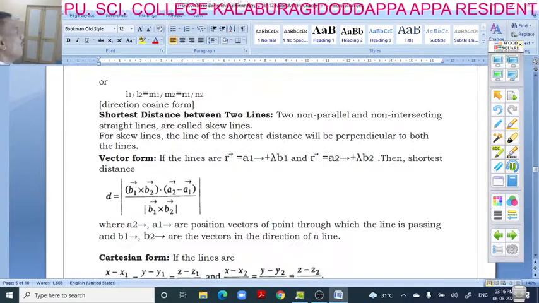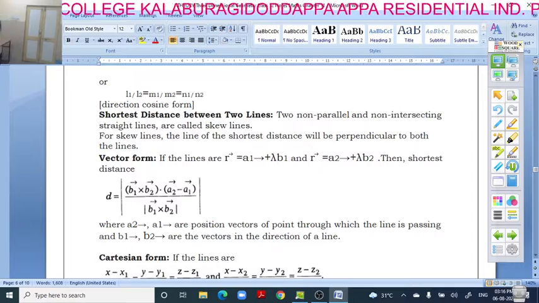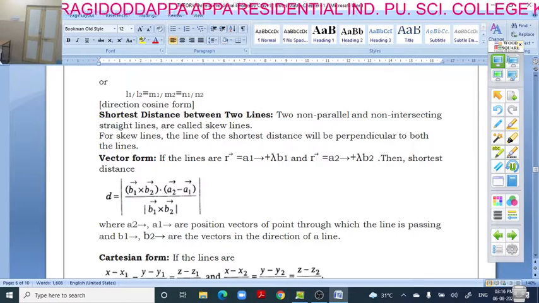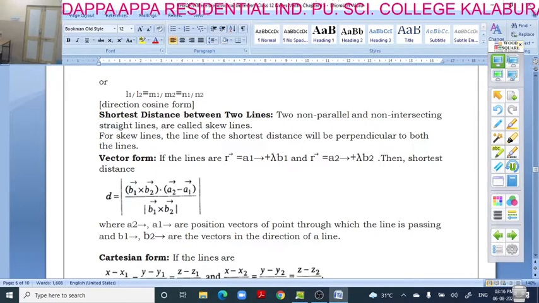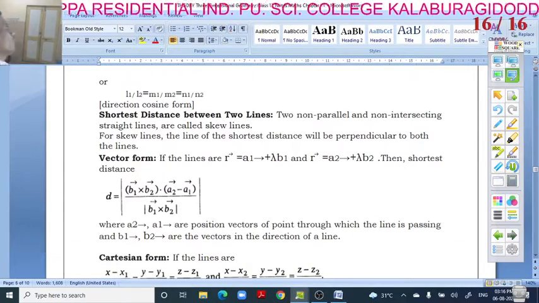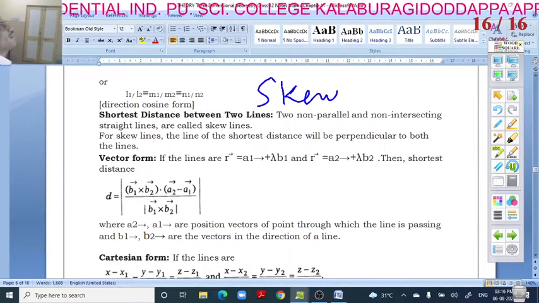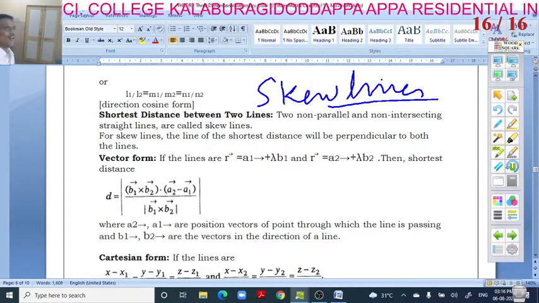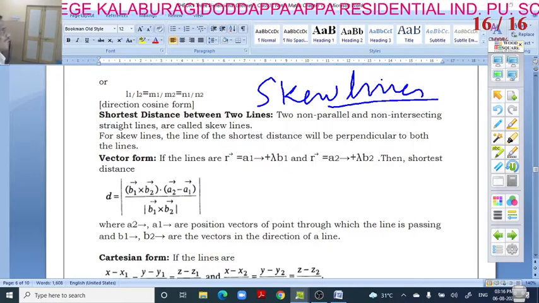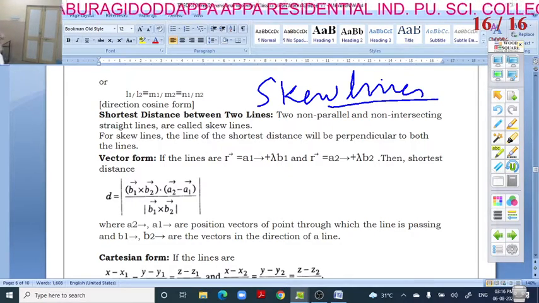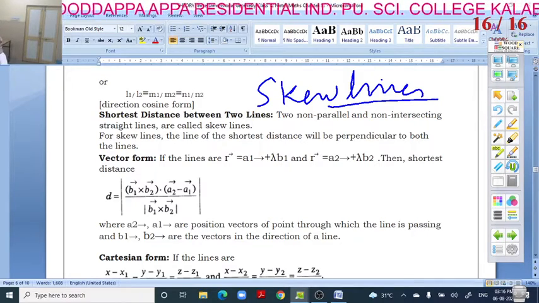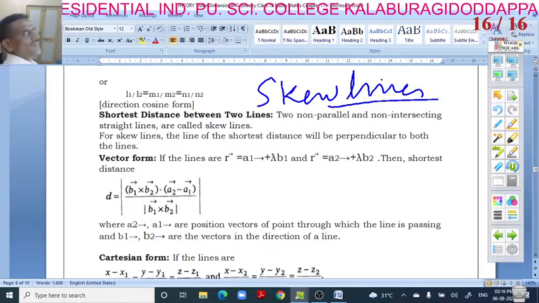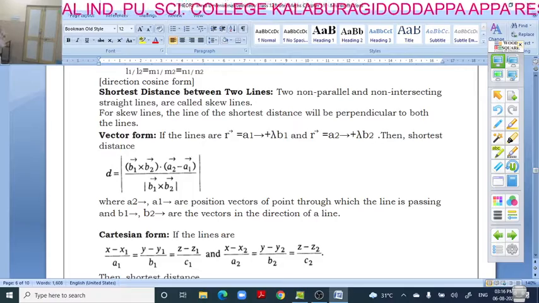So next formula, shortest distance between two lines. Two non-parallel and non-intersecting straight lines are called skew lines. So here, in case of shortest distance between the two straight lines, we are studying the skew lines concept. What are the skew lines? Two non-parallel and non-intersecting straight lines are called skew lines. For skew lines, the line of the shortest distance will be perpendicular to both lines.